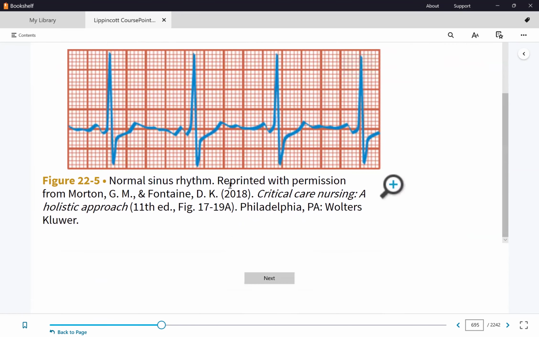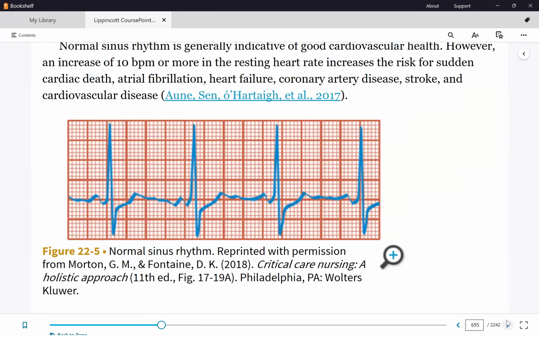So nothing to do here because this is normal, yeah? Okay, so will there be signs and symptoms? No, this is normal. So nothing to do. We're happy with normal sinus rhythm.